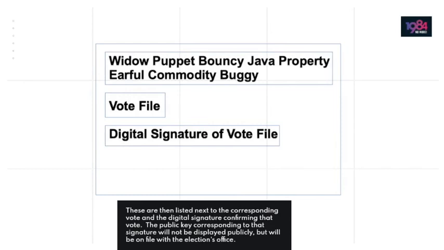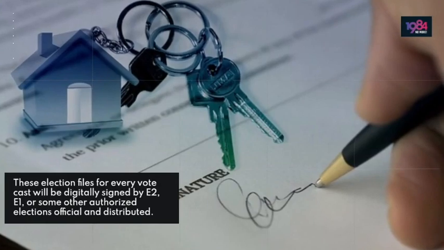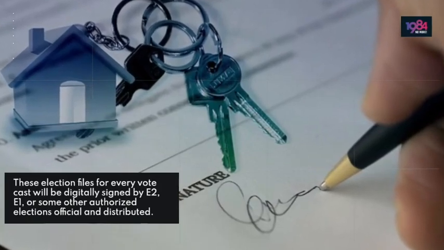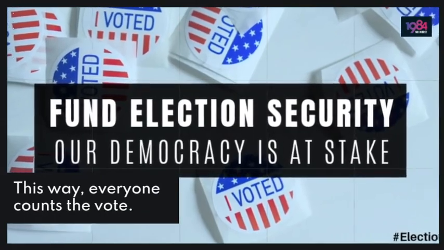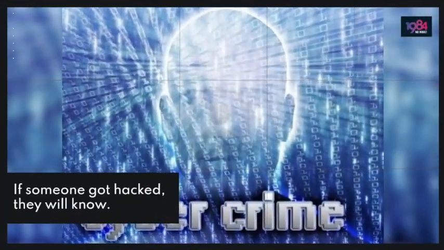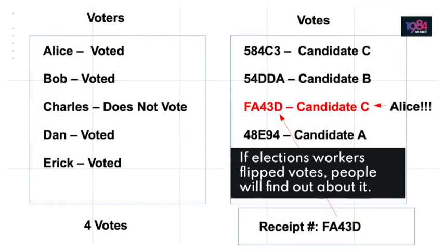The public key corresponding to that signature will not be displayed publicly, but will be on file with the elections office. These election files for every vote cast will be digitally signed by E2, E1, or some other authorized elections official and distributed. Everyone can then use this data to confirm the vote count, confirm the number of voters matches the number of votes, confirm their votes, and look for people they know to see if they voted when they should not, i.e. dead or comatose. This way, everyone counts the vote. If someone got hacked, they will know. If elections workers flipped votes, people will find out about it.